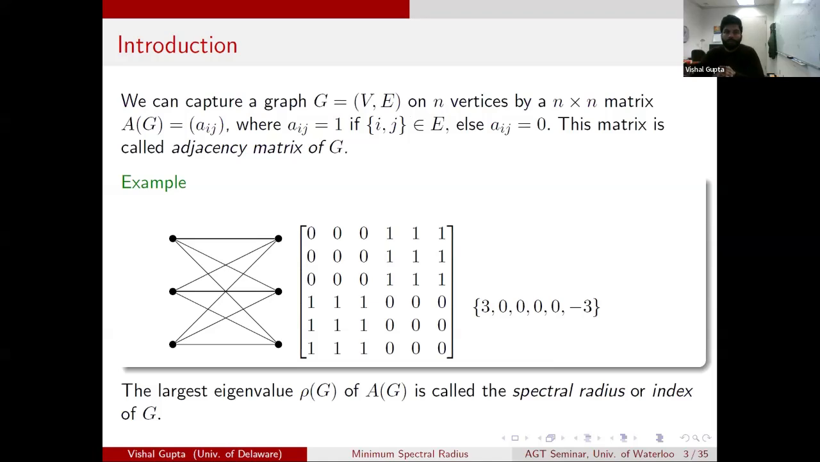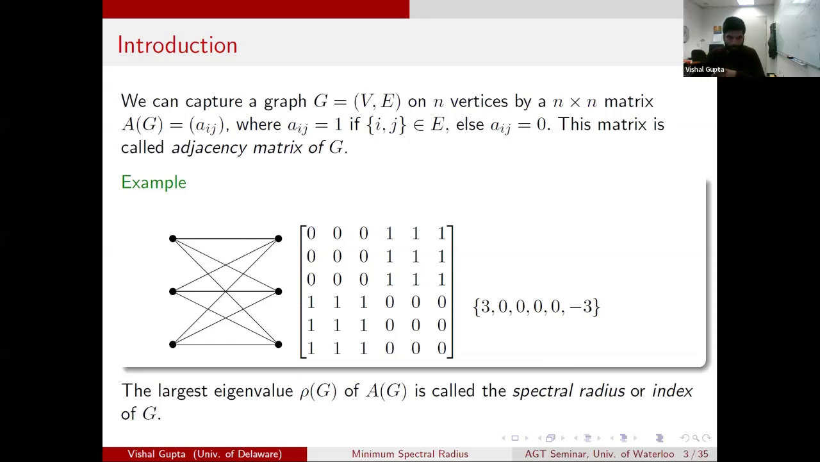Okay, so given a graph on n vertices, we can capture this graph by an n cross n 0,1 matrix. It's called the adjacency matrix of the graph, where the rows and the columns of this matrix are indexed by the vertices of the graph, and the entry a_ij in the matrix is 1 if and only if the corresponding vertices i and j are connected by an edge in the graph. Else we put 0 in this matrix. So it's an n cross n real symmetric matrix. By the spectral theorem, it has n real eigenvalues.